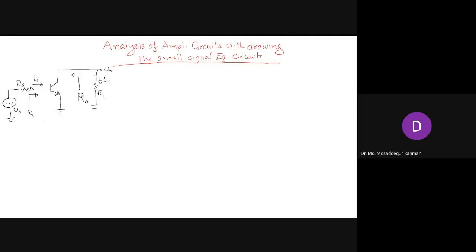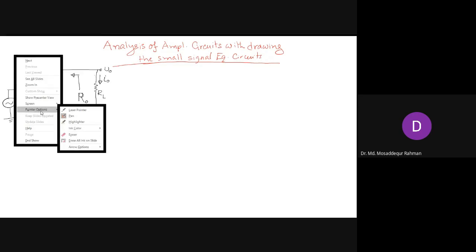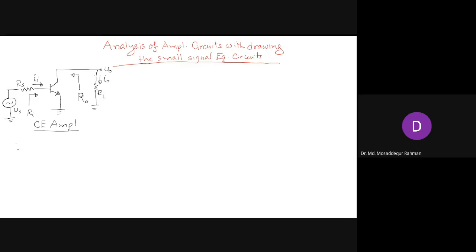So we start with the common emitter amplifier. First, I will write the various expressions that we have already developed in our previous discussions for the common emitter amplifier. The input resistance Ri was just R pi. The output resistance R0 was the small r0.